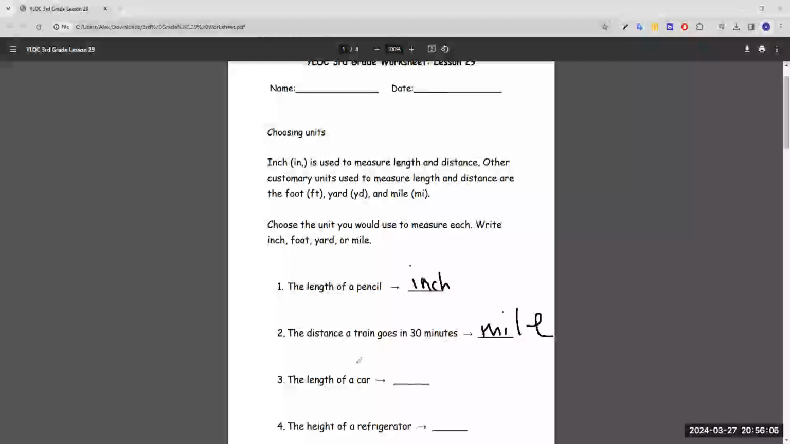Number three, the length of a car. Cars are also large, but they're not as large as the distance that a train would go. But they are larger than a pencil, so we would use foot. The same thing for number four, the height of a refrigerator. They're large objects, but it's not that large, so we would use foot.